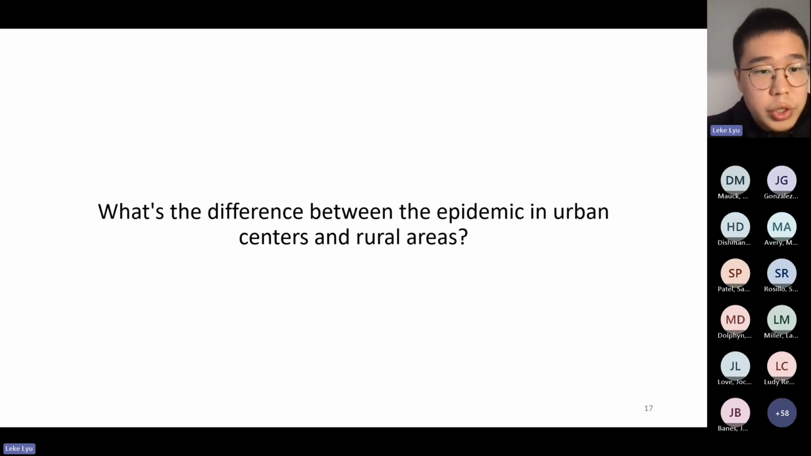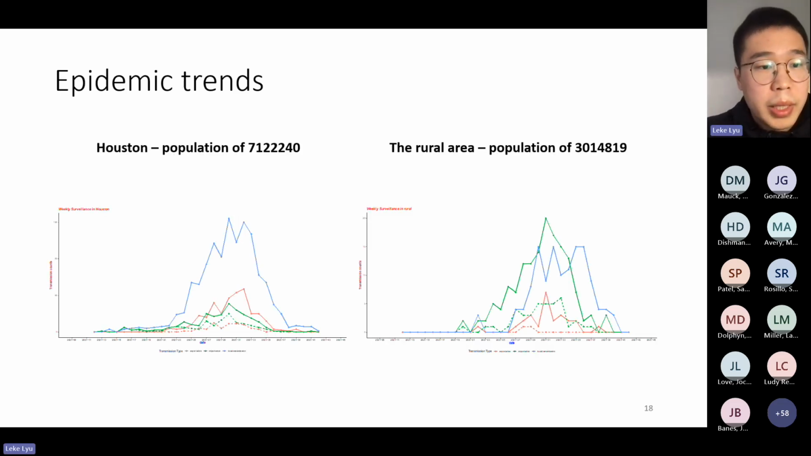In the last part, we'll have a close comparison between the epidemic in urban centers and rural areas. So we want to see quantitatively what the difference of the epidemic is between these two regions. We picked Houston as an example, and we compare it with rural areas. The compact rural areas take most of the area of Texas, but have a population of over 3 million. Houston has a population of over 7 million.